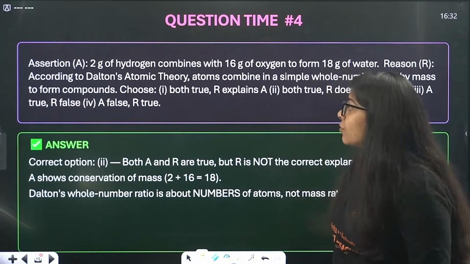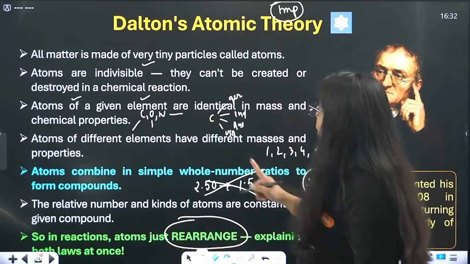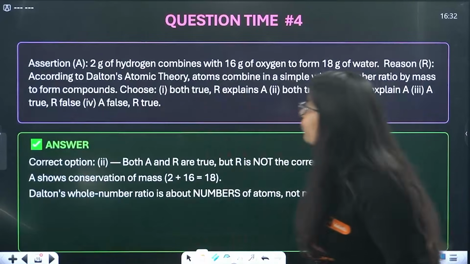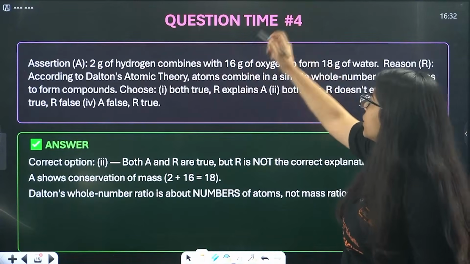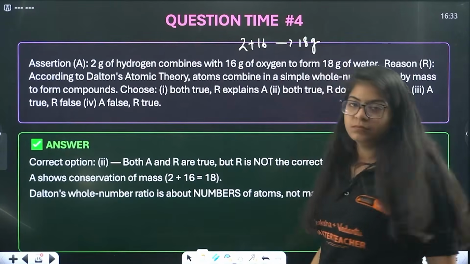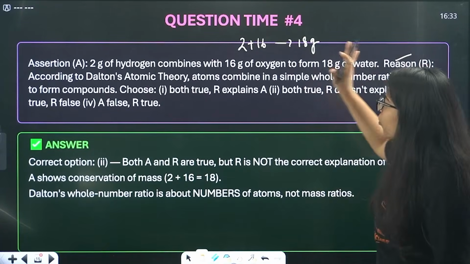Yes. So, ma'am, we just studied that Dalton said that atoms combine in whole number ratios, right? Whole number ratios. So, that is true. Done. So, the assertion is true. 2 gram of hydrogen combines with 16 gram of oxygen to give 18 gram of water. That is the law of conservation of mass. That is true. Right? And they are saying Dalton. So, both of these are true.